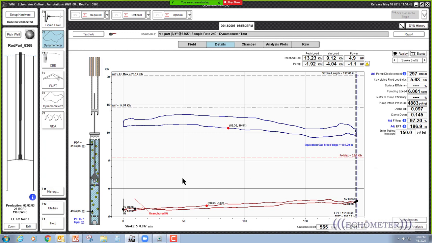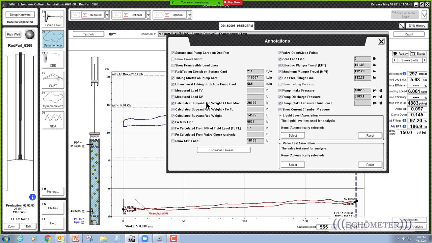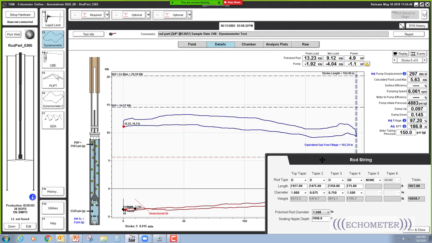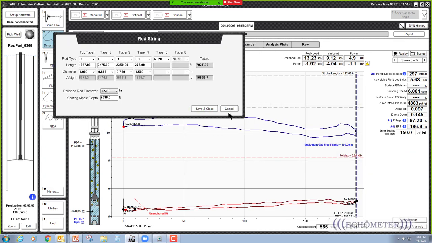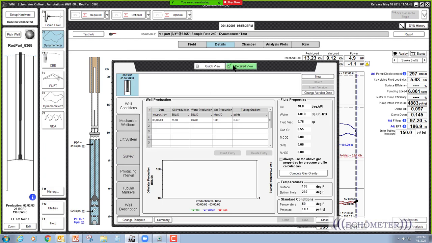Now, if you look at the annotations, we also show you what the weight of rods and fluid should be. It's 14,565 pounds. Now, if I go over to the rod string, I can either click the rod string on the screen right here, and the rod string will pop open right there. And so there's my rod string by just clicking on it. Or if I don't want to do it that way, I could go into edit, and I like to use the detailed method to show the data. And so I have the detailed view opened.